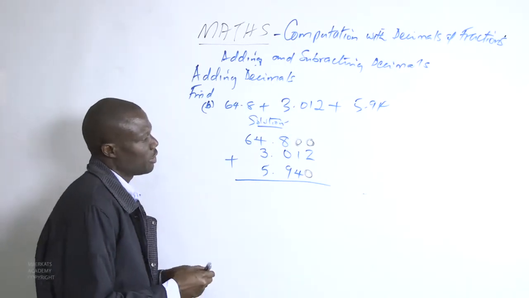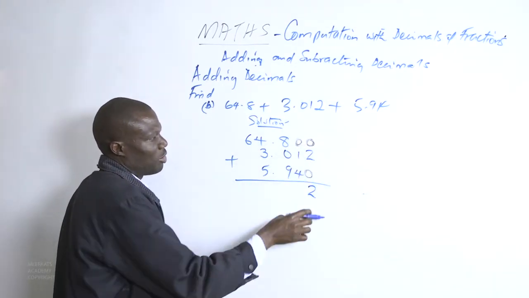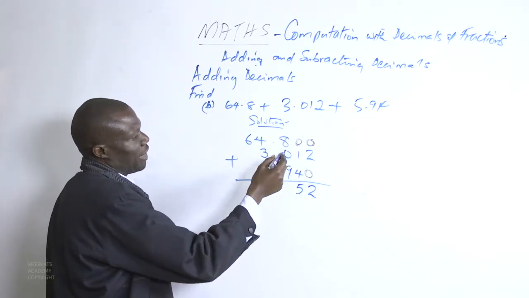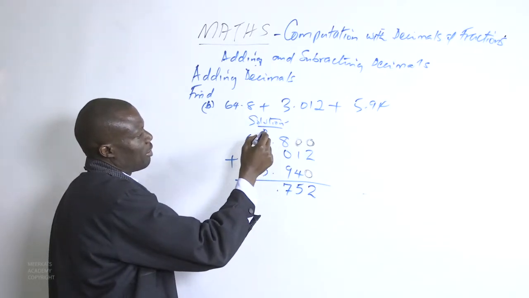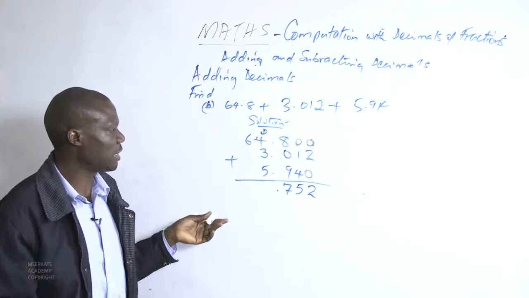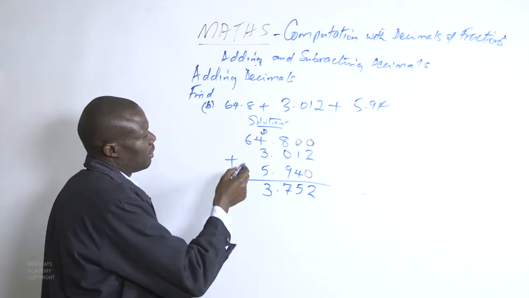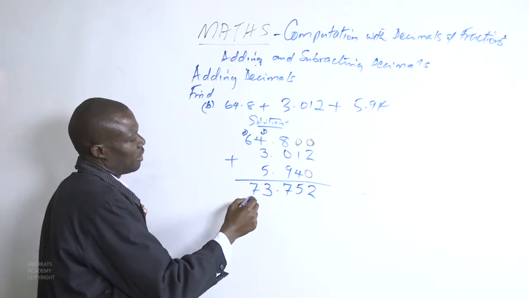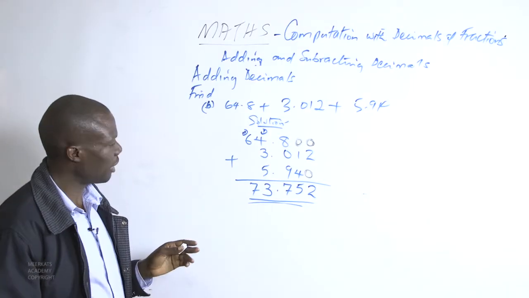There we go. We can now add. 0 plus 2 plus 0 is 2. It should be right below each other. 0 plus 1 plus 4 gives us 5. 8 plus 0 plus 9 gives us 17. Carry 1. When you carry 1, 1 plus 4 gives us 5. 5 plus 3 is 8. 8 plus 5 gives us 13. Carry 1. Then 6 plus 1 gives us 7. So you'll find that you have your answer as 73.752.